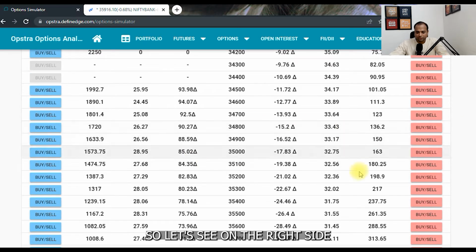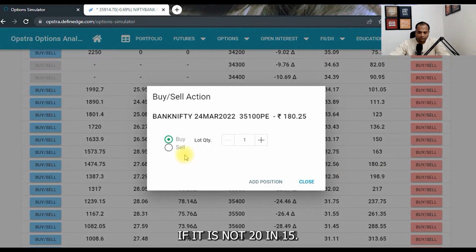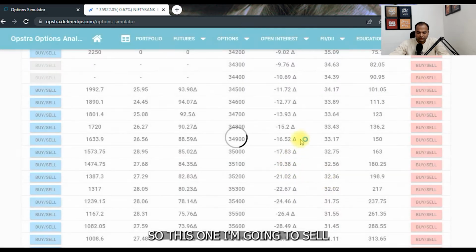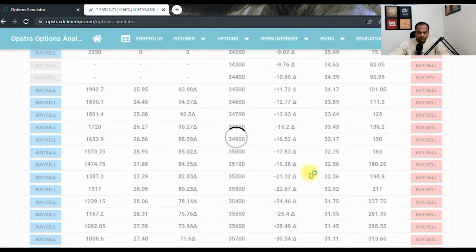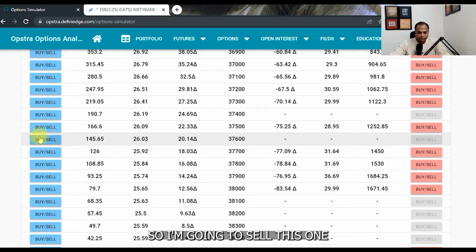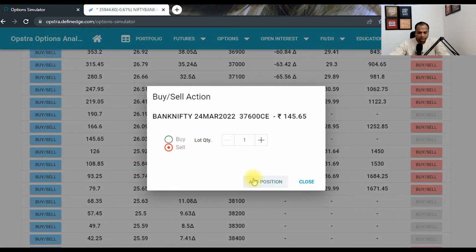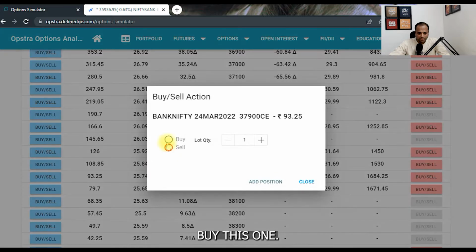So let us see. On the right side it's put. If it is not 20 and 15, it should be as close as possible to 20 and 15. So this one I'm going to sell, and this 15 one I'm going to buy. Similarly, on the call side, I am going to sell this one and I'm going to buy this one. All right.